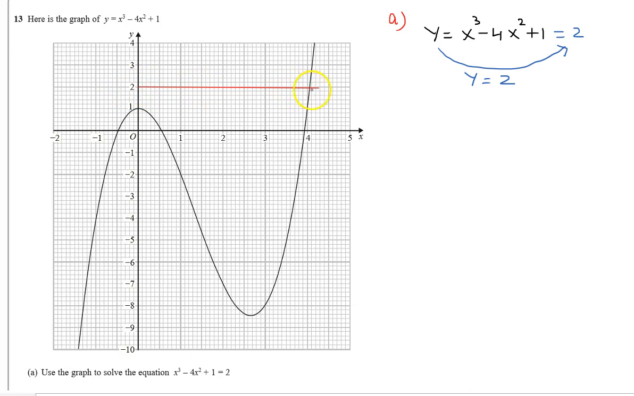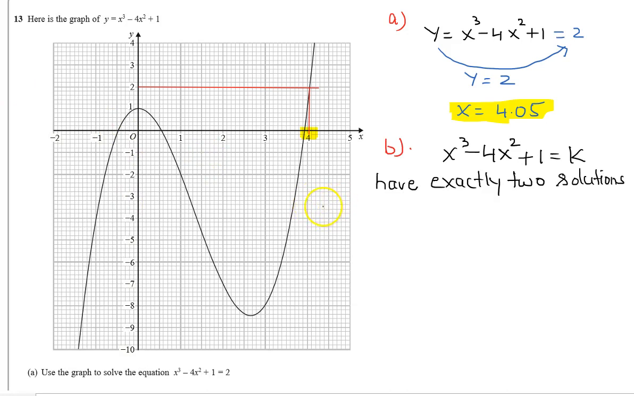So this is y is 2 and this is the point. So if y is equal to 2, this is where on the graph y is equal to 2, so x is equal to, this is 4, this is 4.1, so x will be 4.05. So that is the answer of first part. This is where the graph is meeting x-axis.